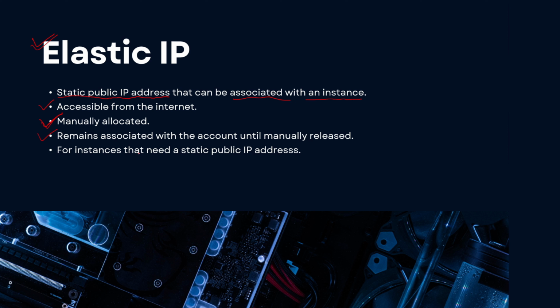What we mean by this is that if you reserve a static IP address but you are not using that specified Elastic IP address, it will still sit within your AWS account and you will be charged for it until you go into the AWS console and manually release that specific IP address. And this is normally used for instances that need a static public IP address. So that's where we use Elastic IP.